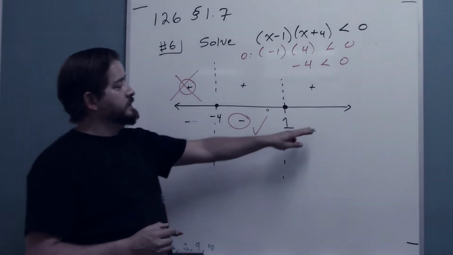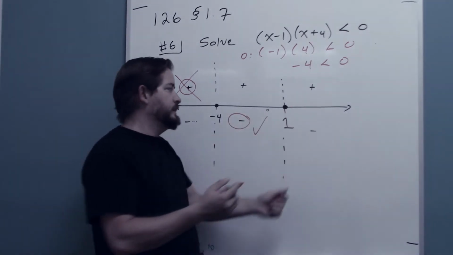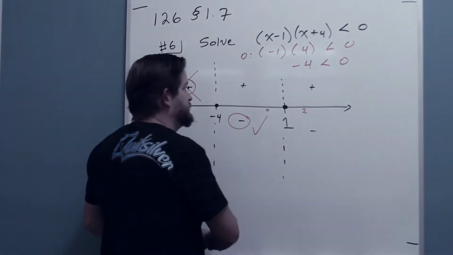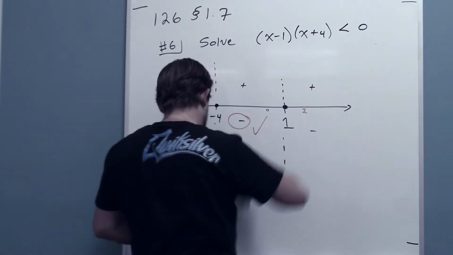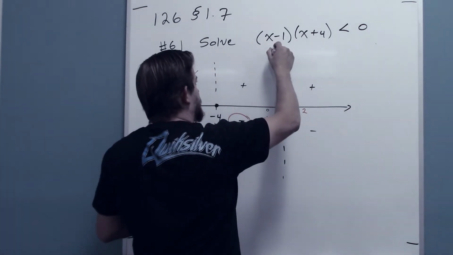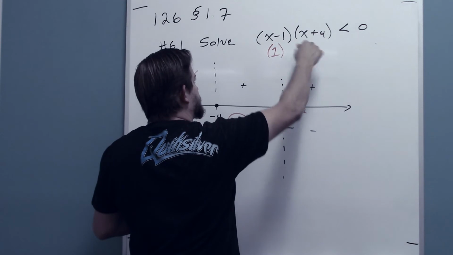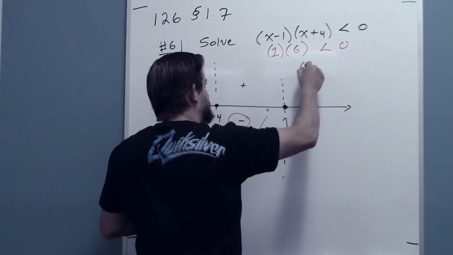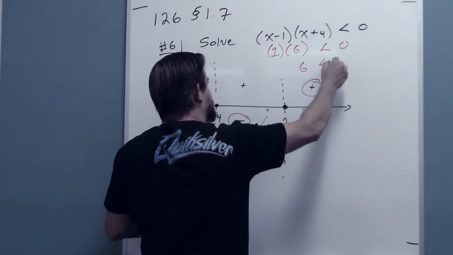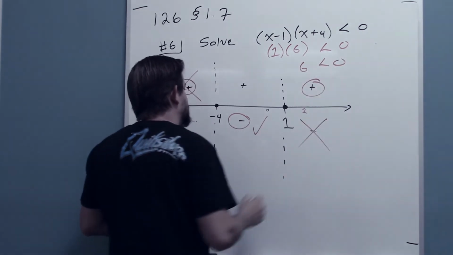I have one last region, somewhere to the right of 1, like, say, the number 2. And if I plug in 2 into here and see what happens, 2 minus 1 is 1. 2 plus 4 is 6. Well, 1 times 6 is 6. That's a positive number. It is not less than 0, and so this doesn't solve it.